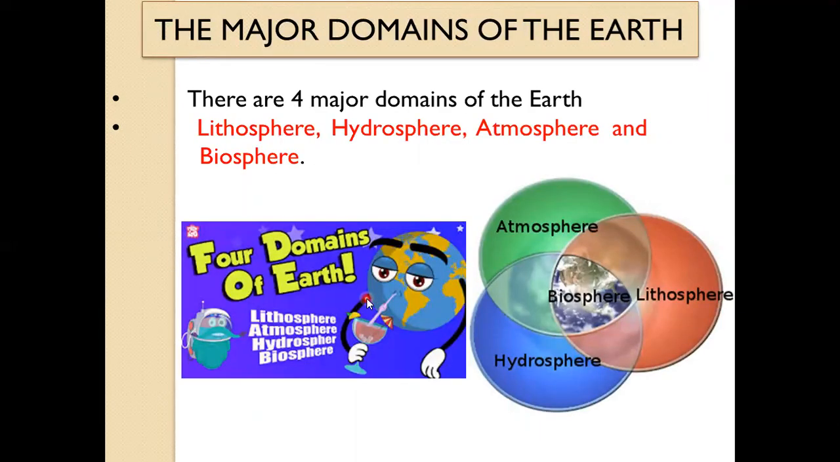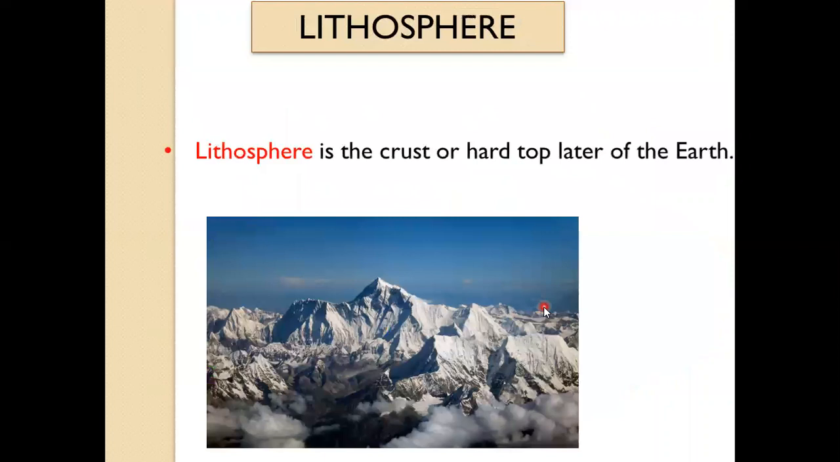Major domains of the earth. There are 4 major domains of the earth. These major domains are the parts of the earth. They make up the earth. The 4 are lithosphere, hydrosphere, atmosphere and biosphere. As you can see here, lithosphere, atmosphere, hydrosphere and biosphere. You can see that atmosphere, hydrosphere and lithosphere form the biosphere here. Okay, let's move.